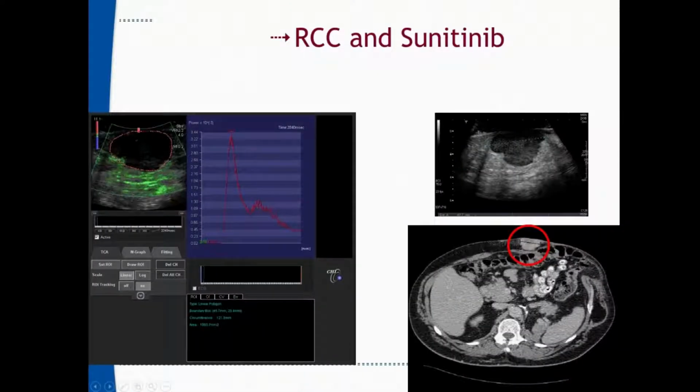This is an example of renal cell carcinoma with metastasis. This is the CT scan at baseline on B mode, before starting treatment. This is a very vascularized lesion. We start sunitinib, and we evaluate the patient after 2 weeks.